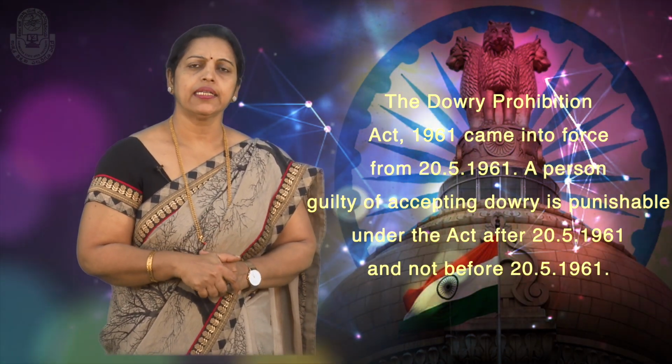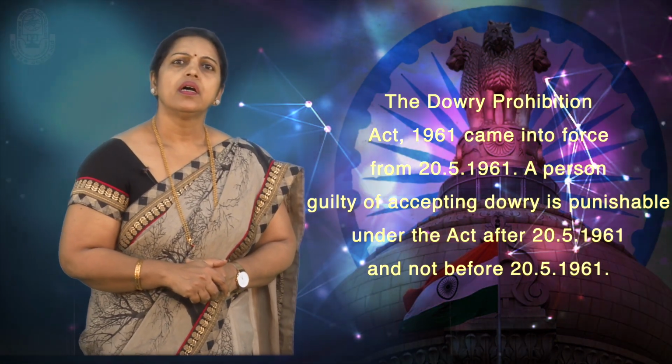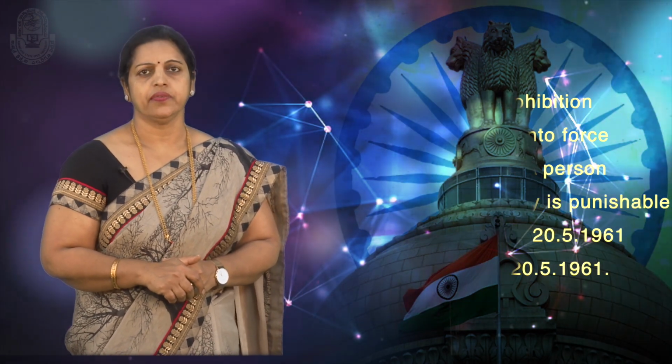If any action was innocent at the time of commission of the act, and after that a law is passed forbidding the particular act, then this law cannot be applied to those who did the action before this law came into force, nor can they be subjected to a penalty greater than that prescribed by the law in force at the time of commission of the act. For example, the Dowry Prohibition Act 1961 came into force on 20th May 1961. A person guilty of accepting dowry is punishable under this Act only after it came into force, not those who took the dowry before this enactment came into force.